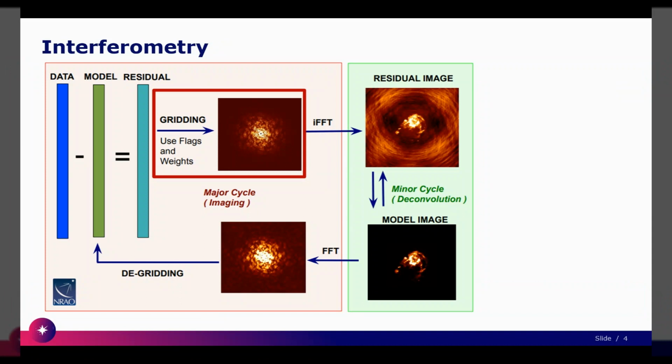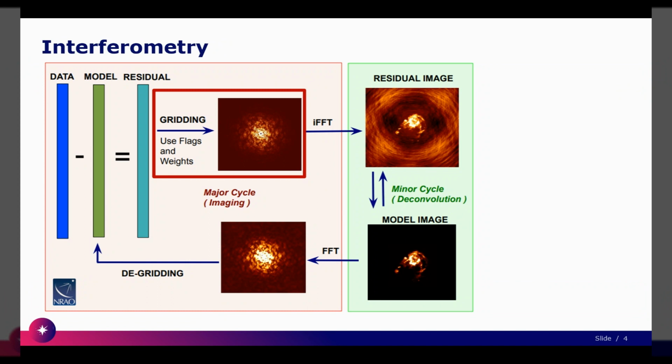Then by doing normal and inverse fast Fourier transforms and by using a deconvolution algorithm such as CLEAN, the image is literally cleaned. The first image ever produced is known as a dirty image, and it is repeatedly cleaned to produce the final model image. This is known as the minor cycle.